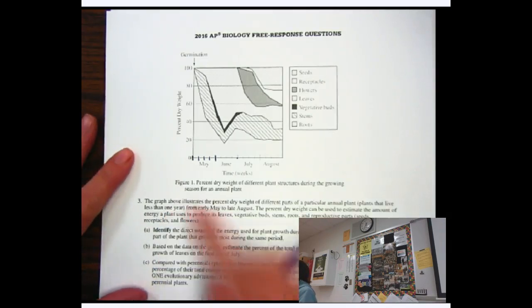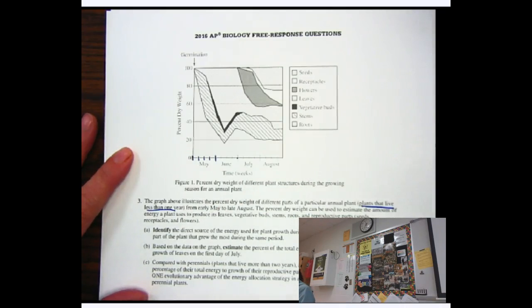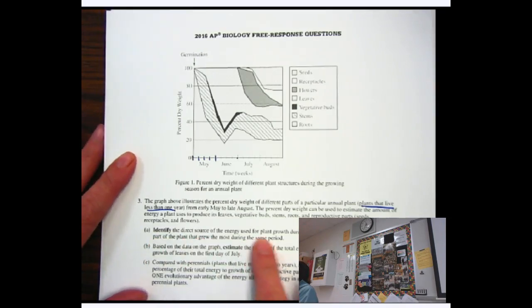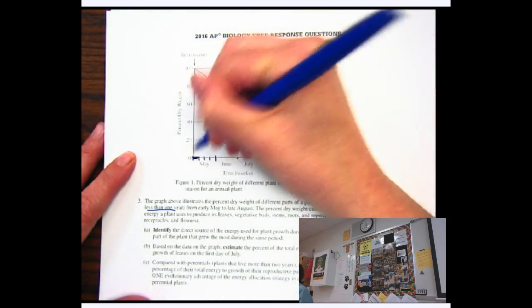This graph shows plants that live less than 1 year. So they're annual plants. They only have 1 year of life. We're identifying the direct source of energy used for plant growth during the first week of May and identifying the part of the plant that grew the most during this period. So during this first week of May is this area right here.